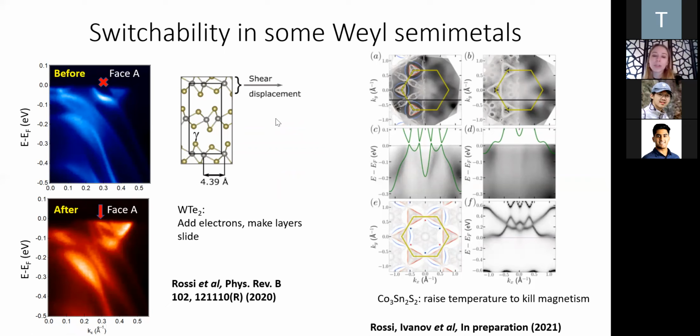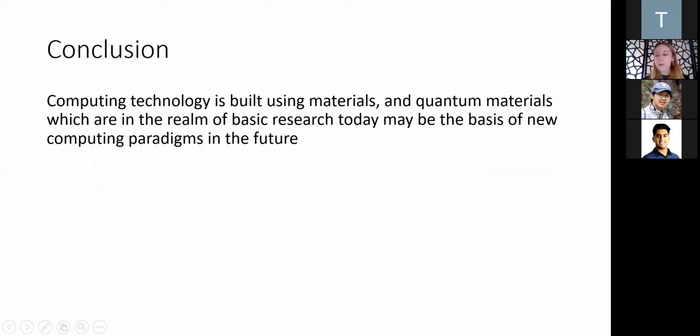Another system that we've been looking at is cobalt tin sulfide, which is a magnet where the magnetism supports the Weyl semimetal, and we can raise temperature to kill the magnetism and also to understand how the Weyl semimetal state emerges to begin with. This is really important to set the stage for being able to switch these materials using non-thermal perturbations such as a voltage or light. So yeah, that's all that I wanted to say.